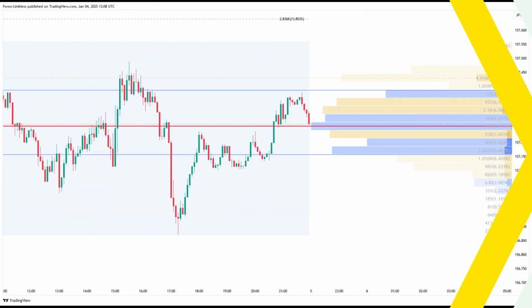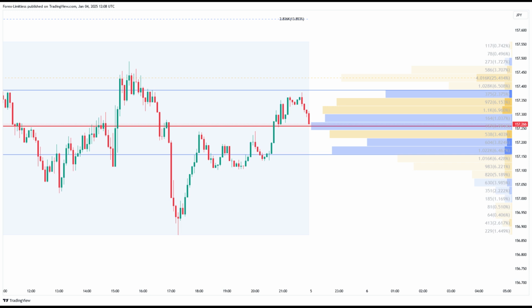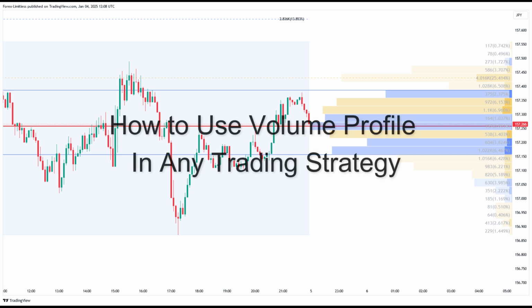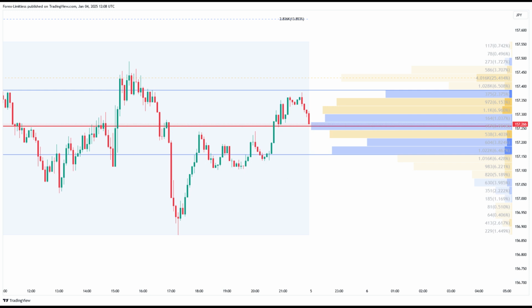It is time for the most exciting part of this video: how to use the volume profile in any trading strategy. Most traders use this powerful indicator the wrong way, perhaps because it is the easiest approach, or they simply don't understand how the indicator truly works. Typically, traders use point of control, value area high and value area low as support or resistance levels. However, this is a mistake.